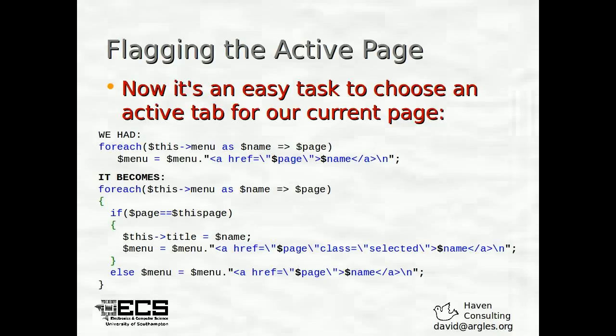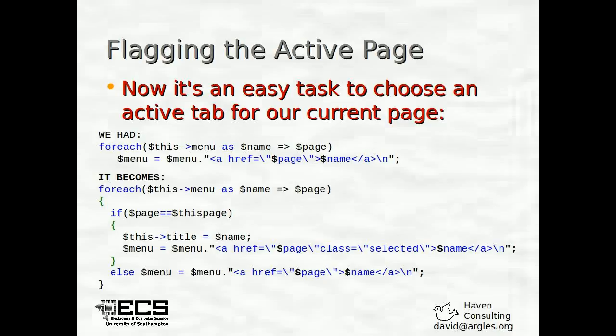It's now an easy task to choose an active tab for our current page. We had the line in our code that said foreach $menu as $name pointing to $page. That was cycling through the data from our webpage.ini. Then we added to our menu each line, so $menu equals $menu as it was, plus a href $page the URL, and then the label $name inside the a tags. That's what we had. Now that becomes the same starting line.